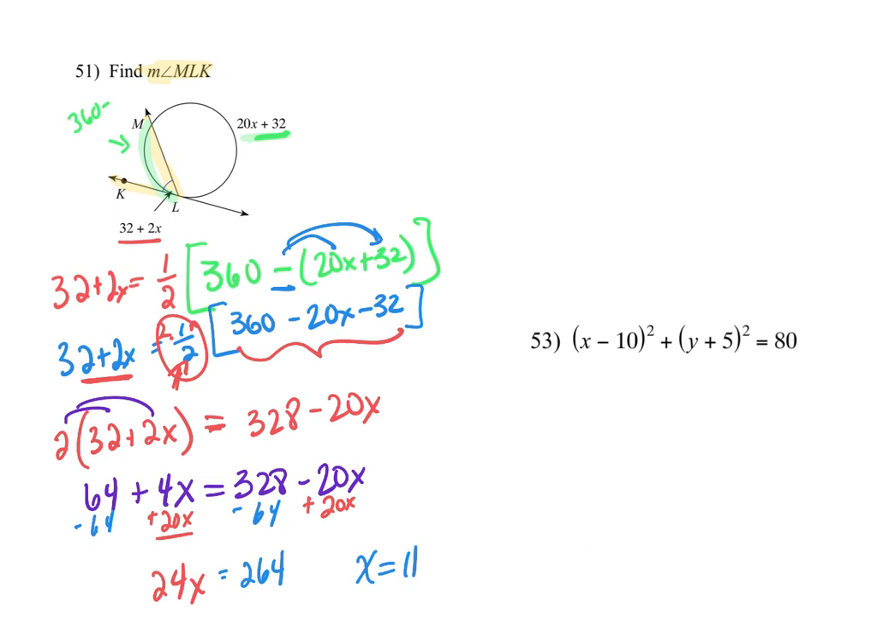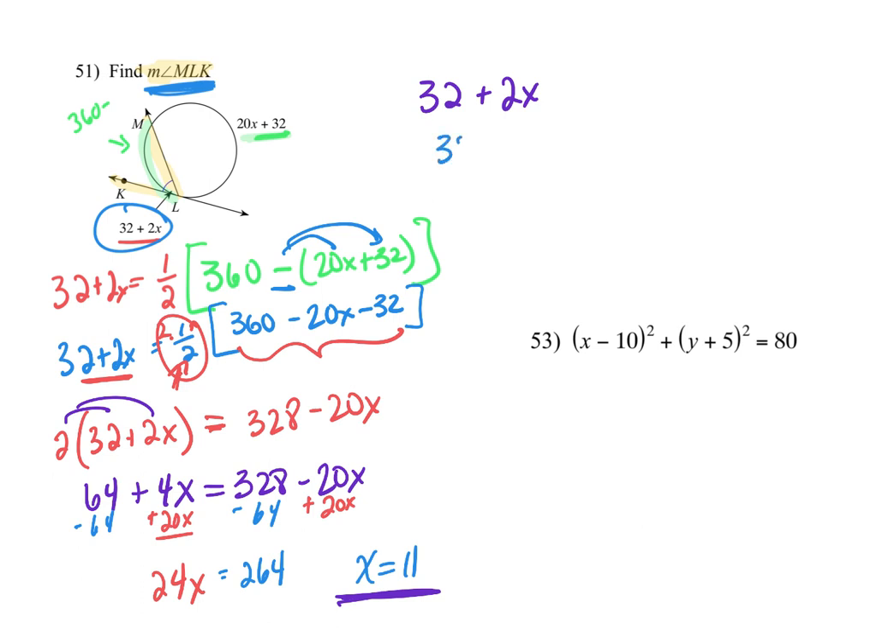Now, I'm not done. So this is where a lot of people will stop and then they'll get points off, okay? So once you've solved for your x, they have asked me for an angle measure. They've asked me for an angle measure here. And so I have to go back to what that angle was. That angle was 32 plus 2x. So to solve for that, I need to plug in this x that I just found.